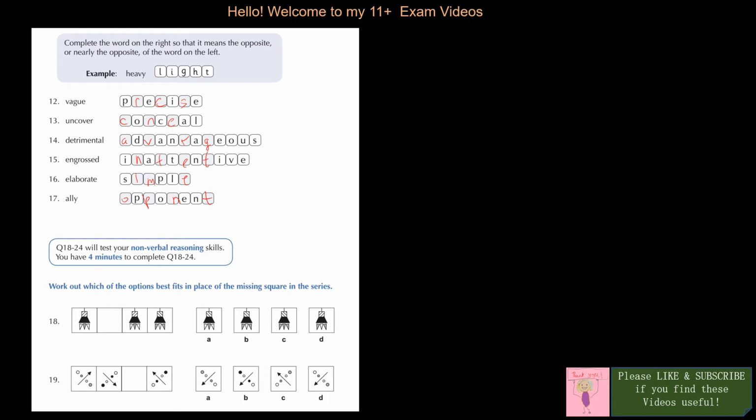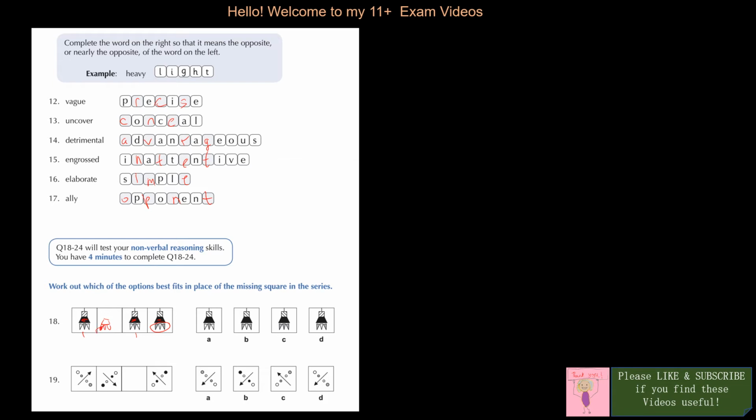we have work out which of the options best fits in place of the missing square in the series. So here what we have is these dark parts that are trapeziums in black in all of them. So the answer is to have a black trapezium. Okay, so there will be a black trapezium. Then there will be three little triangles, and they have to be in this shape because this and this are the same. So it's this one that should be here.